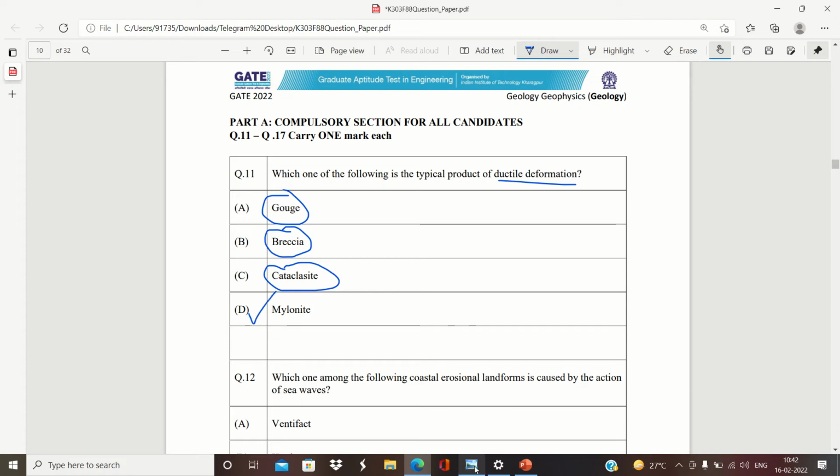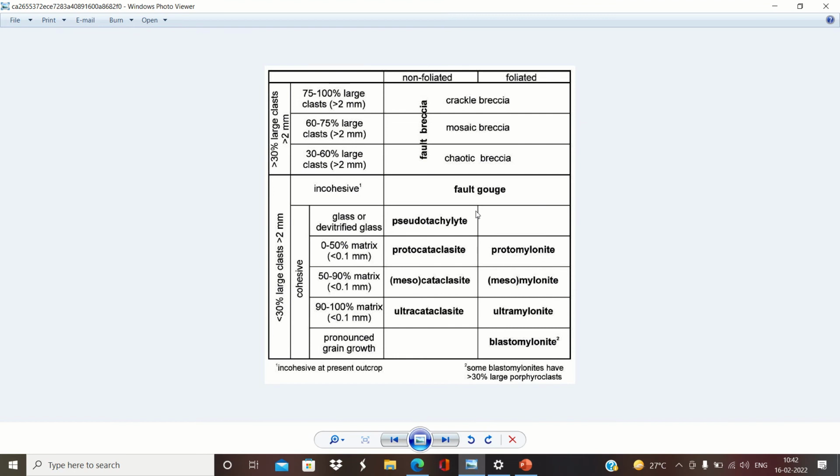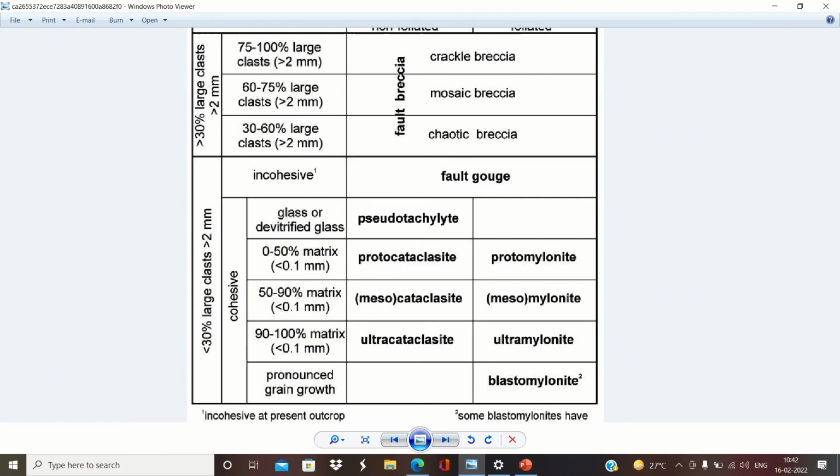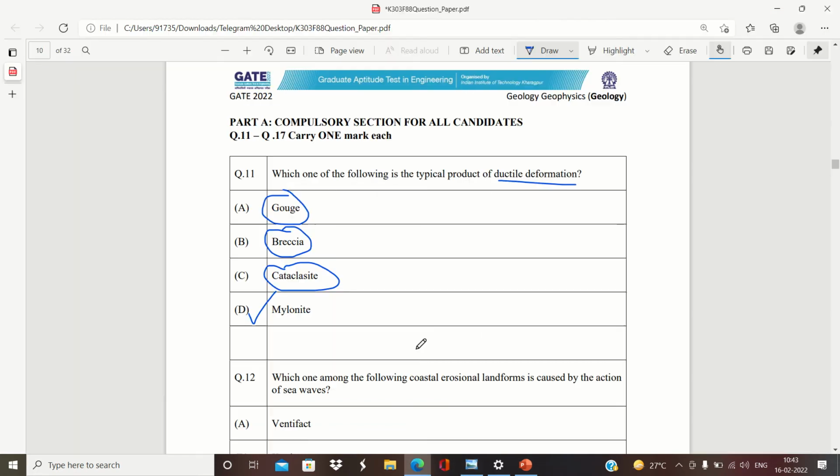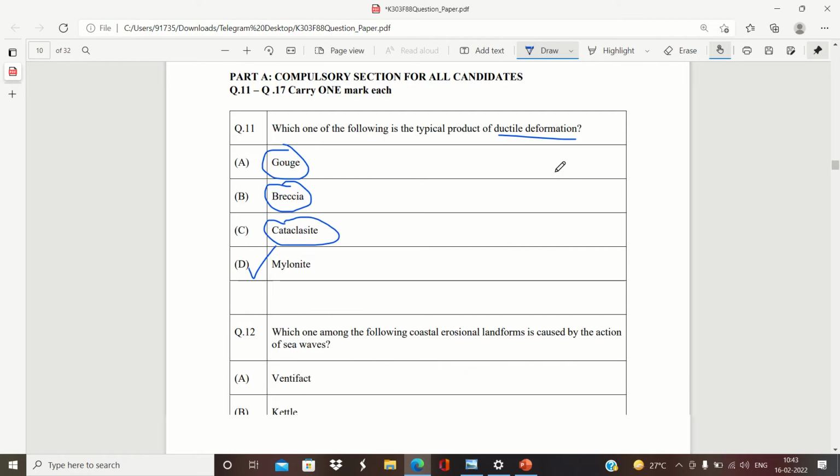If you have learned about the shear zone, you may have seen this classification chart, where the upper part is the fault breccia and fault gouge. These show brittle deformation, while the mylonitic part is your ductile deformation. So the fourth option, mylonite, is our right answer.